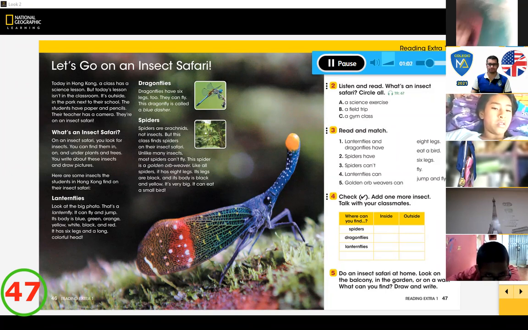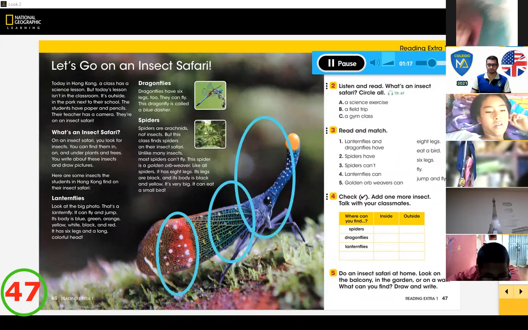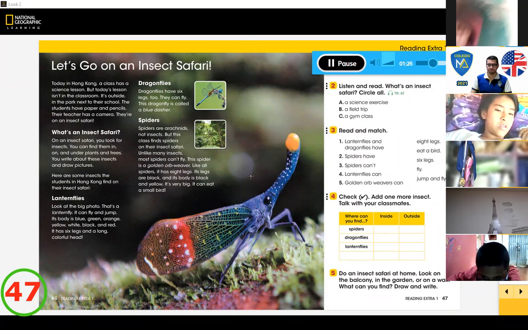Lanternflies. Look at the big photo. That's a lanternfly. It can fly and jump. Its body is blue, green, orange, yellow, white, black, and red. It has six legs and a long, colorful head.